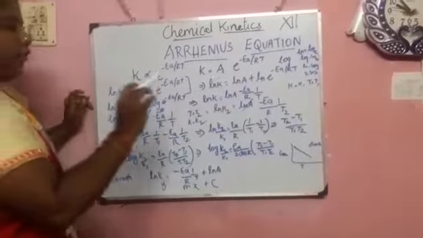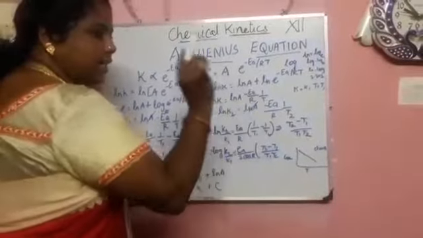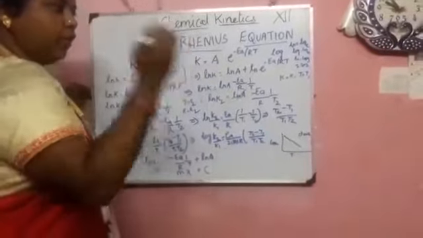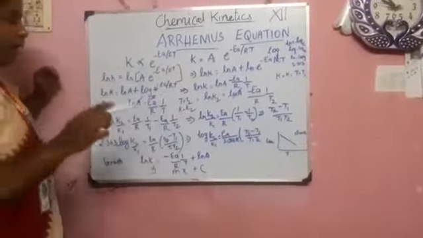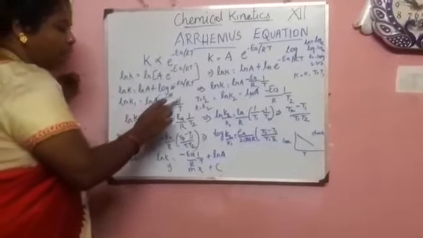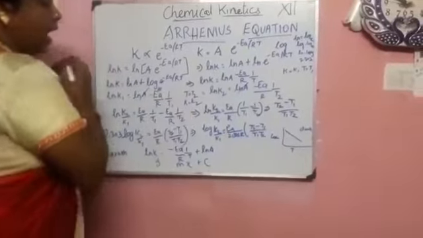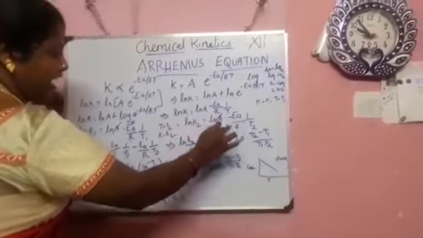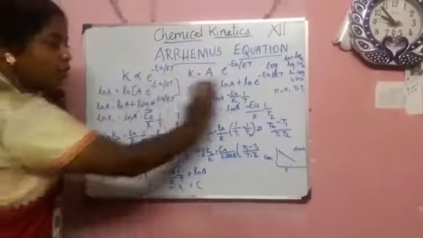For the two different conditions, in place of k it is k1 and in place of T it is T1. The next equation has k2 and T2. So for the initial condition, ln k1 equals ln A minus Ea by R into 1 by T1. And for the next condition, ln k2 equals ln A minus Ea by R into 1 by T2.